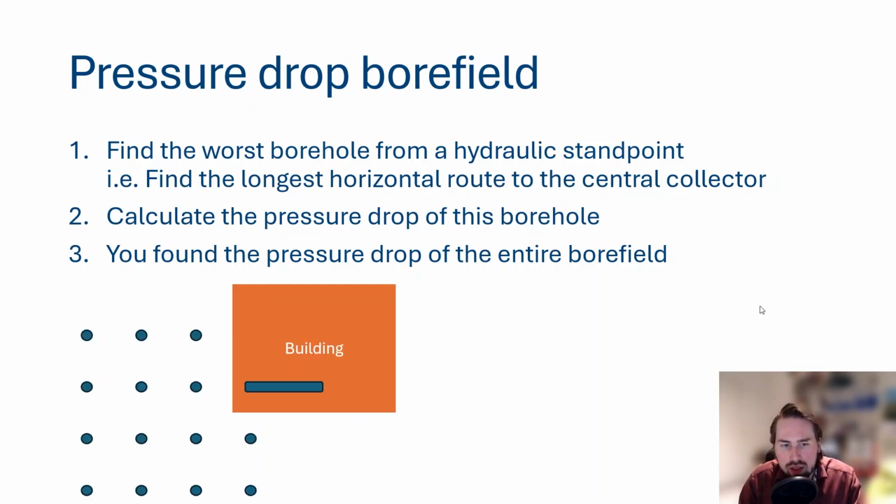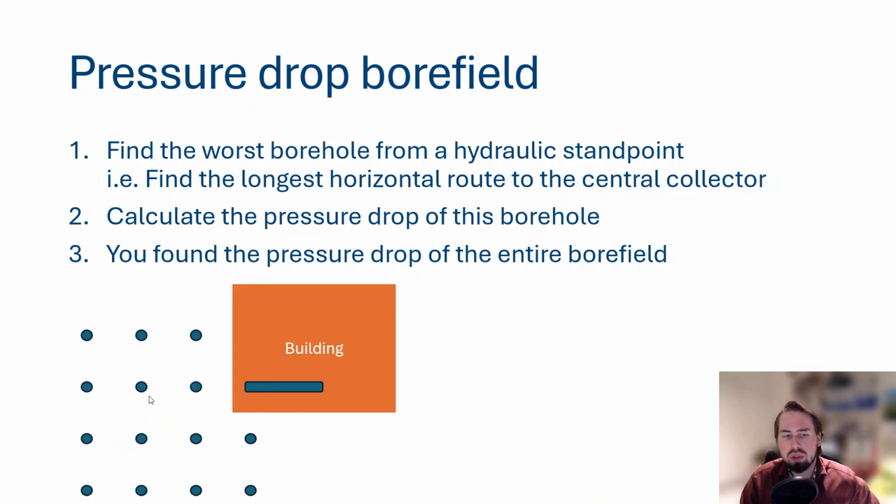So if you take a look at an example here, we have 14 boreholes and we have a building with a main collector. And we can see that the pressure drop of the boreholes really close to the building will be rather small, let's say, because the horizontal connections are small. It's 6 meters in this case. All the boreholes are 6 meters apart.